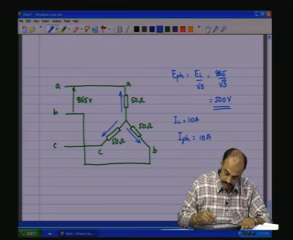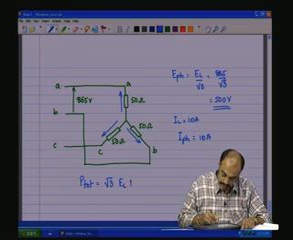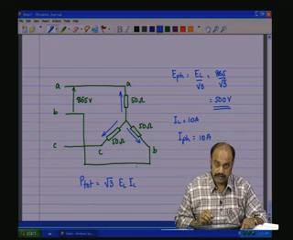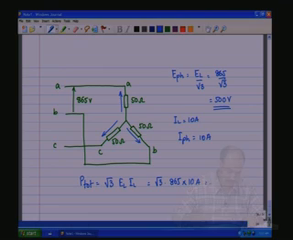And the third thing is the total power, P total, which is equal to root 3 E L I L cos phi, and as it is a resistive load, cos phi is equal to 1. So, this will be equal to root 3 into 865 into 10 amps, which is equal to 15 kilowatts, okay. Or 3 into E phase I phase is also 15 kilowatts or 15,000 watts.